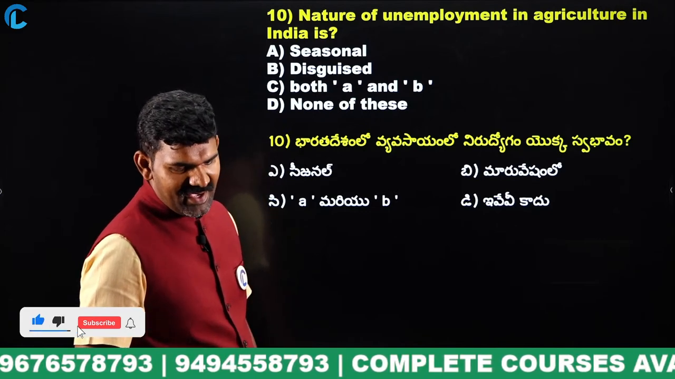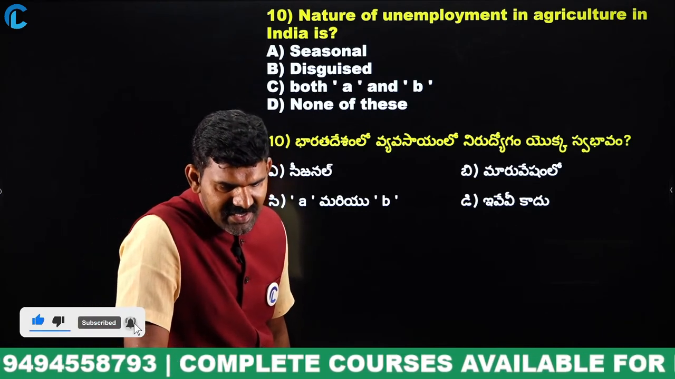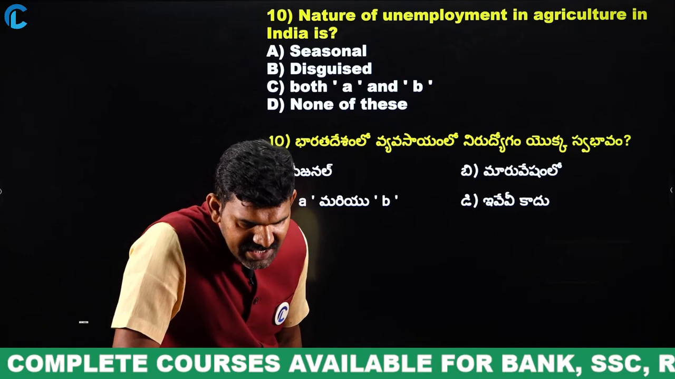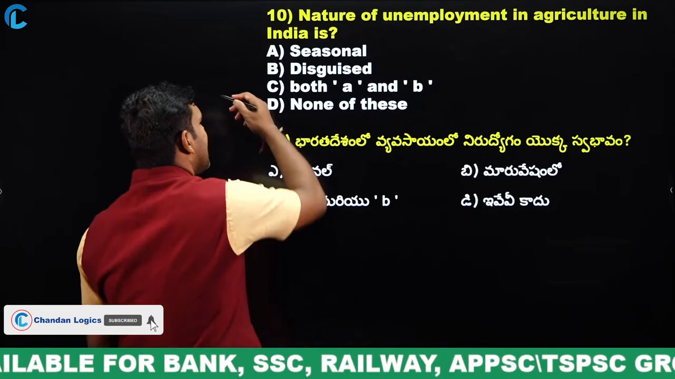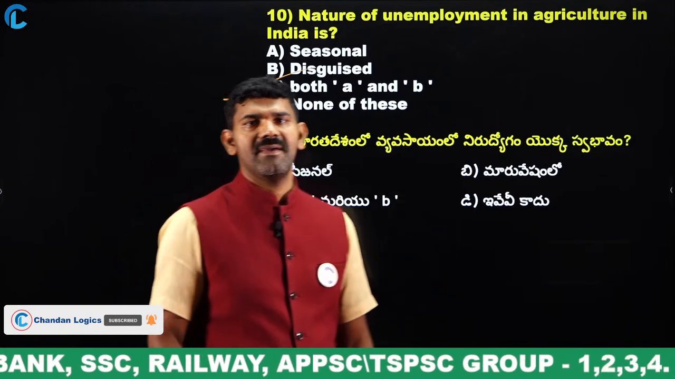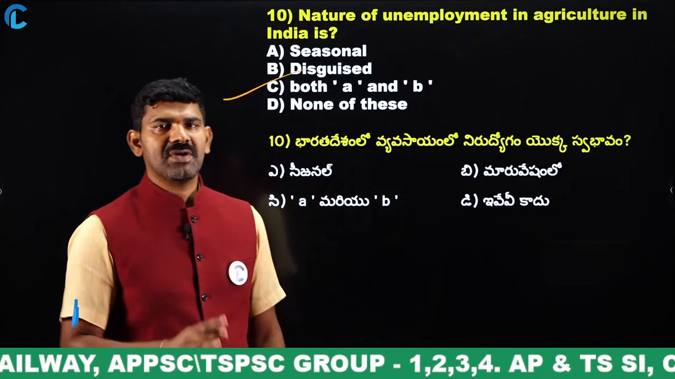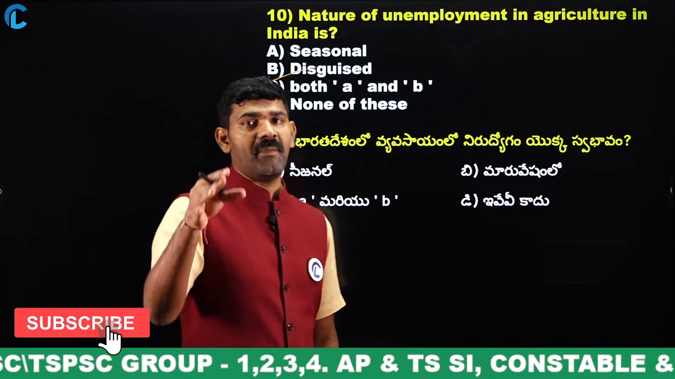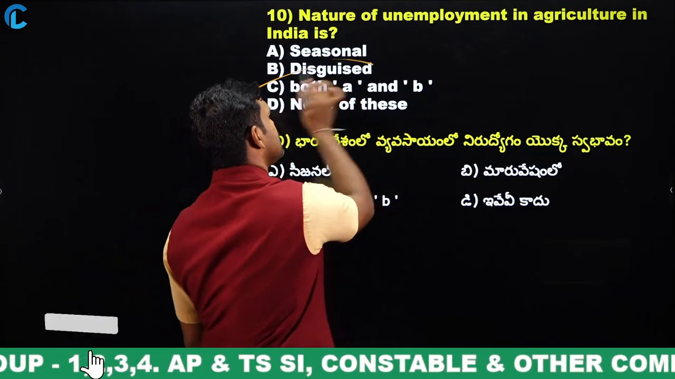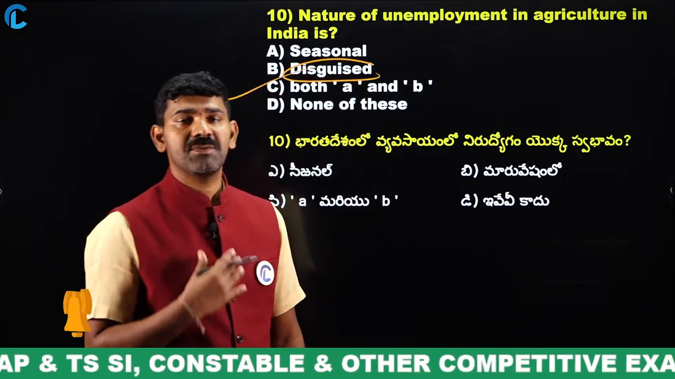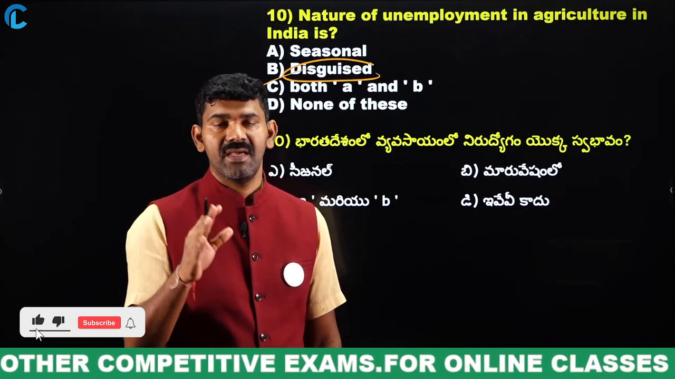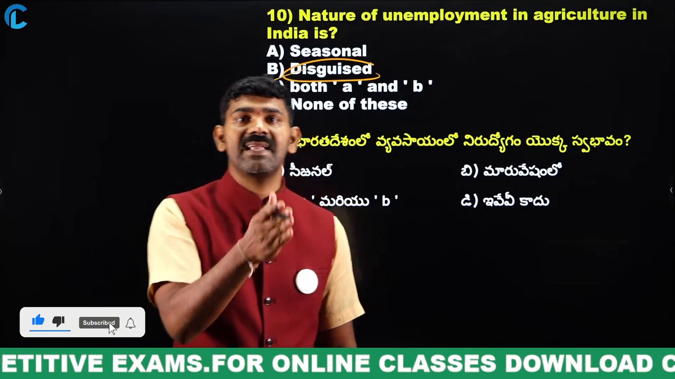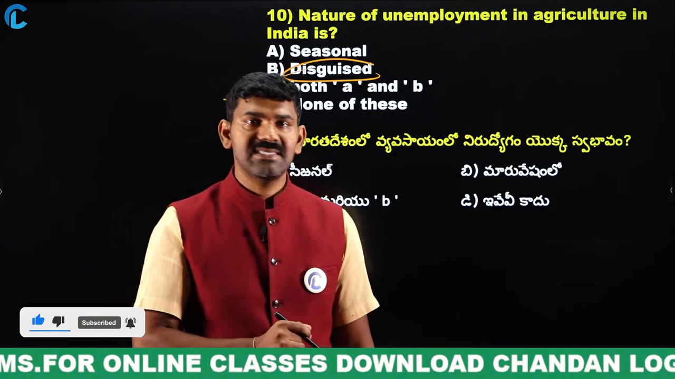Okay. Very good. Very good, Mr. Sai Krishna Samanpalli. You are the first one to give the right answer. The right answer is both A and B. See here. Now, if you ask me which is the most prominent, the answer is B. But I did not ask you which is the most prominent. I asked what kind of unemployment you see in agriculture. In agriculture, you can see seasonal unemployment. You can also see disguised unemployment.